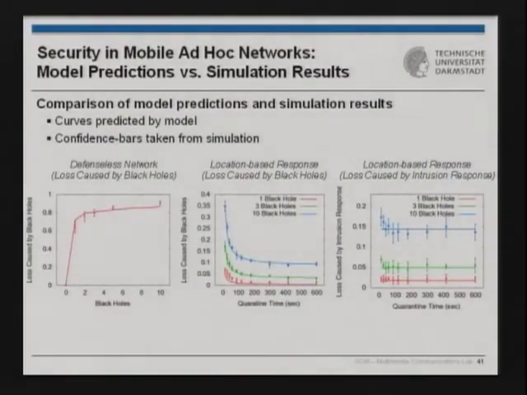What I want to show before I come to my last slide is the comparison of the model predictions with the simulation results. So what you can see here, the curves, in fact, are the predictions that were made by the model, and the confidence bars, so the intervals here, are taken from the simulation studies from the previous slides. And you can see that even if we have a quite simple model and we use heuristics to approximate side effects on the edges of the network area, we have quite good matches with our analytical model and the simulation studies. And this could be a hint that this is what we can observe in real-world scenarios.